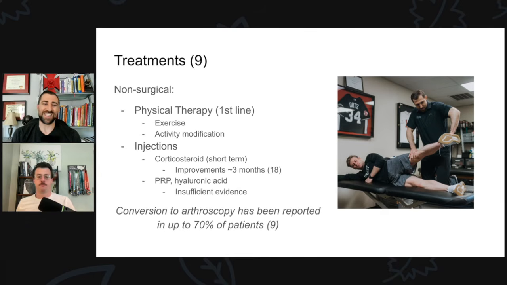One of the things that kind of stinks with FAI, and this is cherry picked from one study, and I did this to kind of alarm folks and prove a point, this is not what you see in every study. Conversion to arthroscopy has been reported to be as high as 70% of patients where they try physical therapy first, right? So physical therapy can certainly be helpful, and it depends on the study.